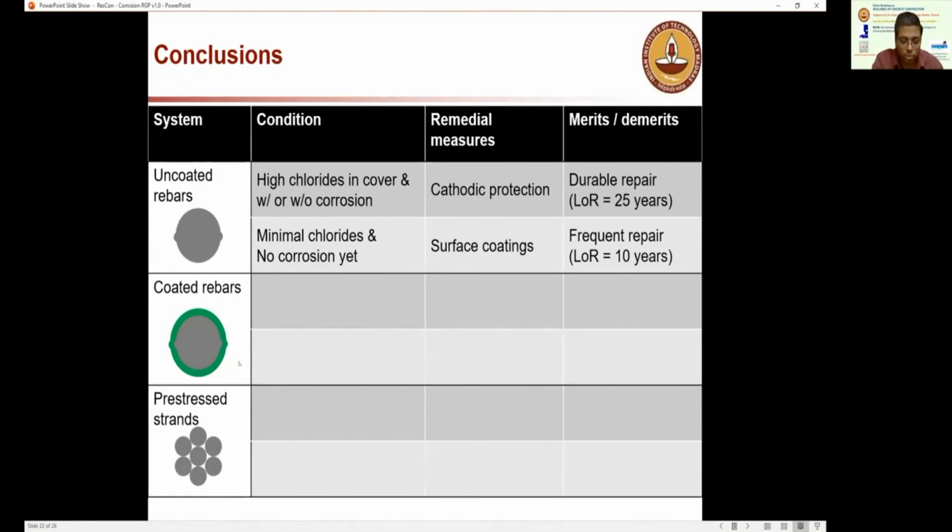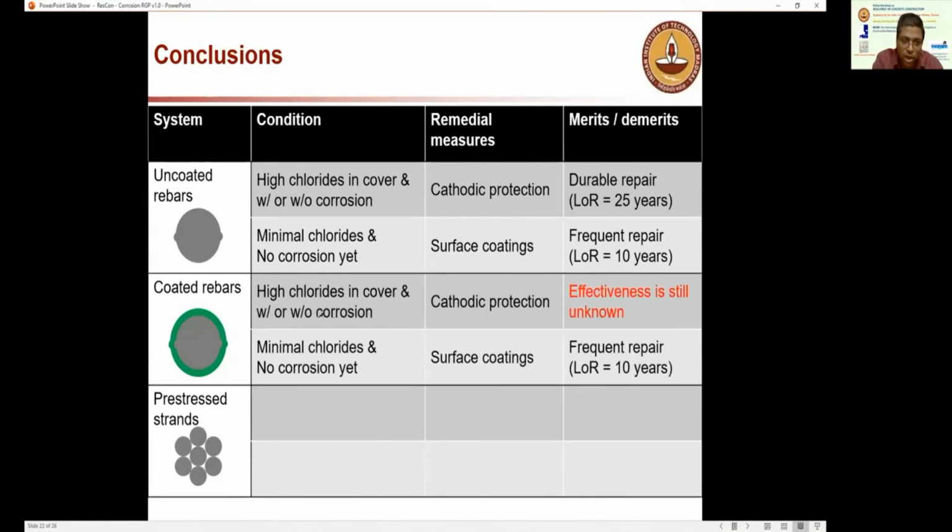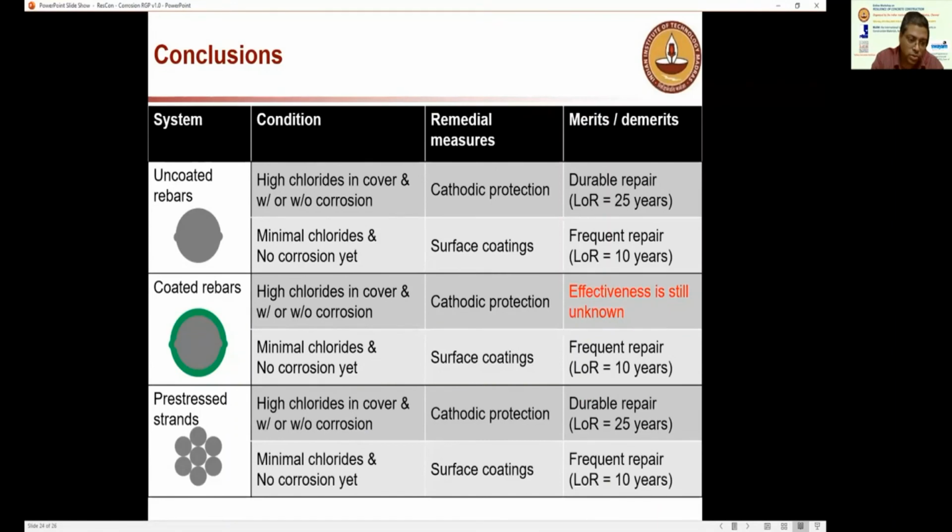go for cathodic protection. For the coated rebar system, in the similar case, the cathodic protection is very challenging to apply, but surface coating is possible, but you have to really go for very frequent applications, like every 10 years, you will have to apply the surface coating. For the pre-stressing strand, again, similar way, because there is no coating there, you can really go for cathodic protection, and each cathodic protection system can be designed for a life of 25 plus years.